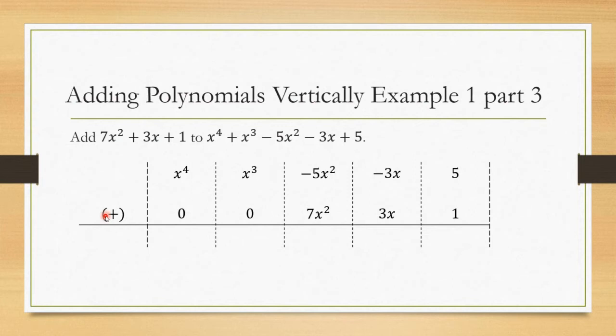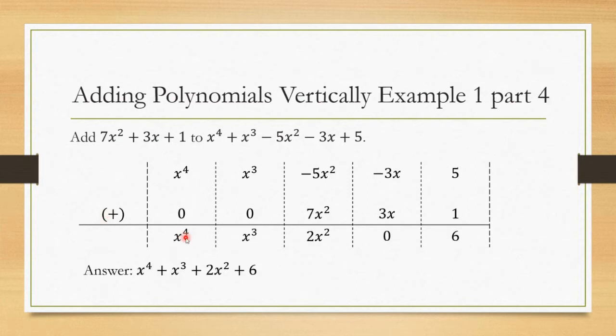Now we're going to add. Okay, so we have x to the 4 plus 0, that's x to the 4. X cubed plus 0, that's x cubed. Minus 5x squared plus 7x squared, that's 2x squared, right? Again, we're combining like terms the same way. This is just a little more visual. Minus 3x and 3x is 0. 5 and 1, that's a 6.